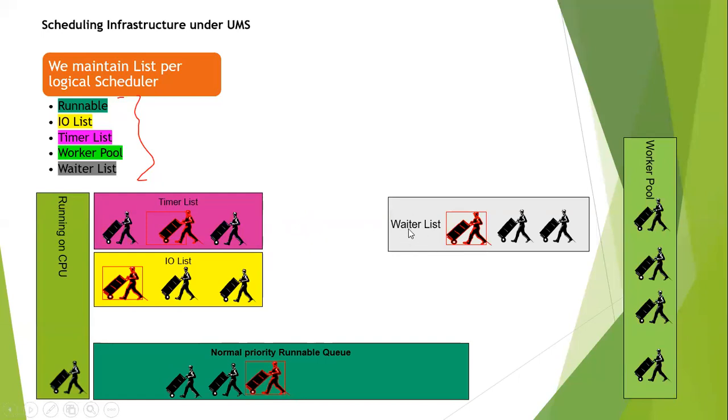So likewise, we have a waited list. If the thread is waiting for some resource, it can be a lock, it can be a resource semaphore, or it can be HADR async commit, or it can be any wait, right? So IO, any backup thread or any wait, then the thread will be placed in the waited list, right? So all cannot be in the runnable list. So it will have its own dedicated list in each scheduler, right?